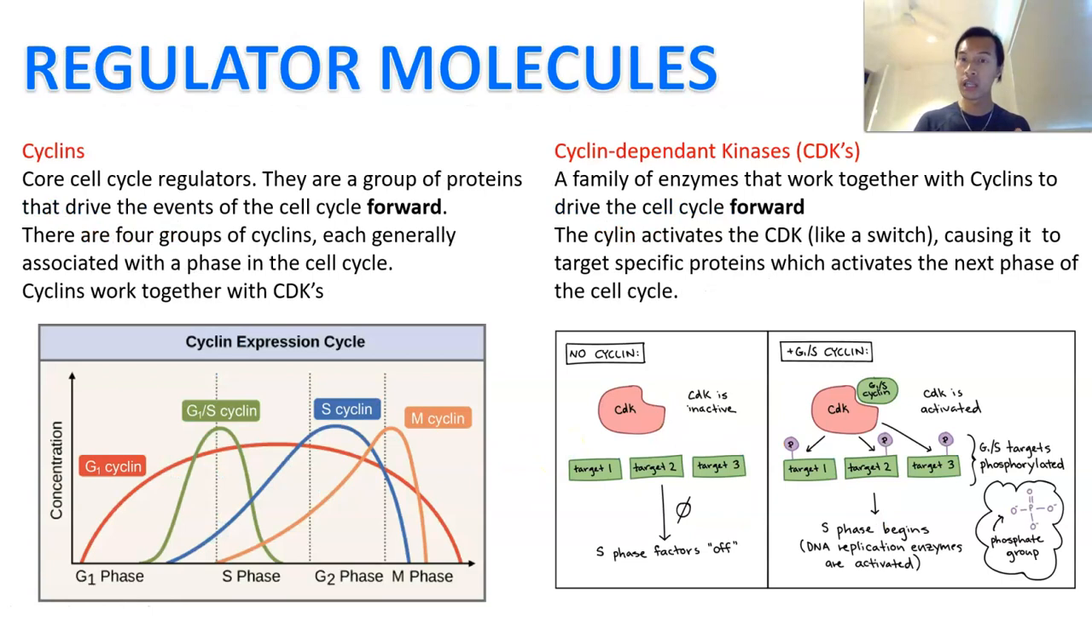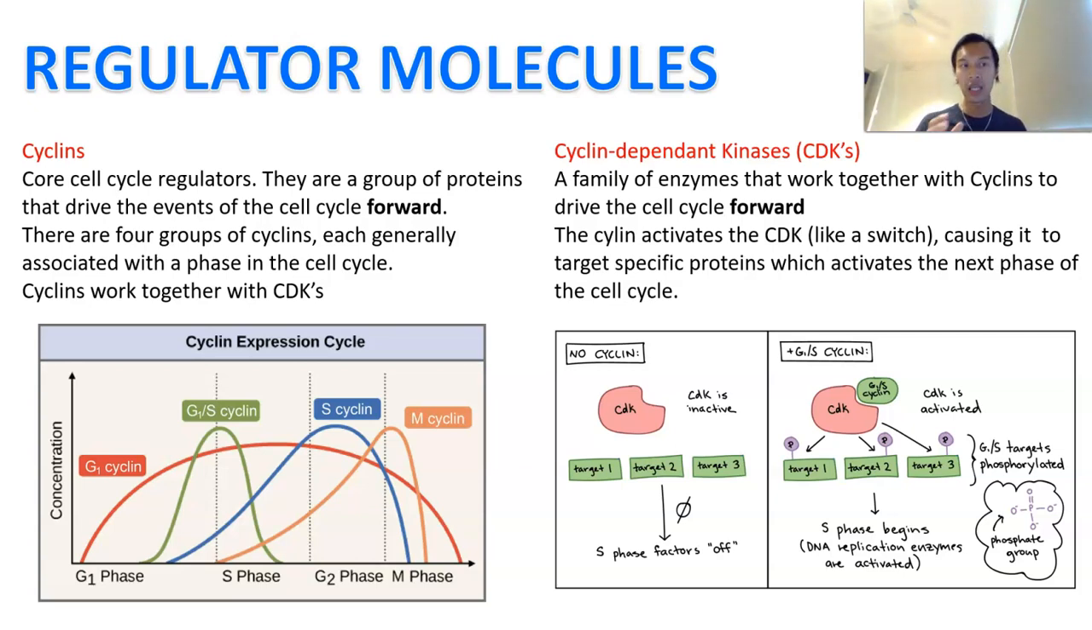So I mentioned these cyclins and these CDKs. Well, these molecules come under a branch of molecules called regulator molecules, right? And regulator molecules do as the name suggests, and they regulate the cell cycle. Cyclins are core cell cycle regulators. They are super important because they are going to drive the events of the cell cycle forward, right? So if it's in G1, it's going to move towards the S phase. If it's in the S phase, it's going to move towards the G2 or the M phase.